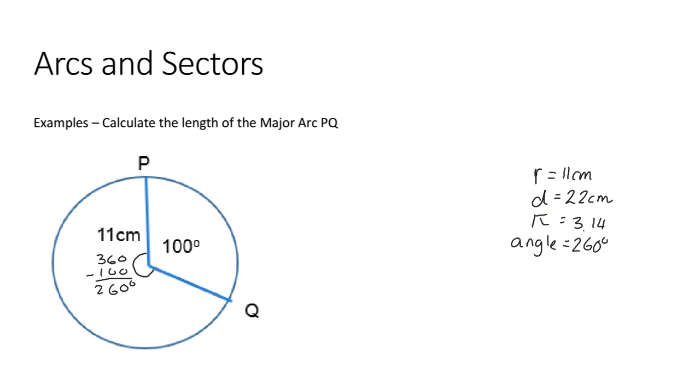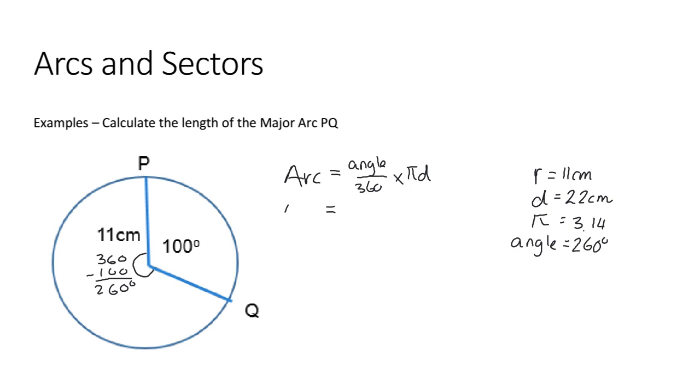I'm then going to write out my formula. Don't need to write arc length, I'm just going to write arc equals angle over 360 multiplied by pi d. And then I'm going to start substituting things in. At that point, once I've physically wrote down what the formula is, remember we're never just going to start substituting from the start. I'm going to substitute in now.